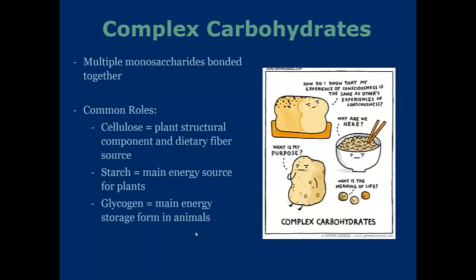Speaking of complex carbohydrates, let's go into what they are to finish out our lecture. Complex carbohydrates are noted as when multiple monosaccharides bond together. There are some very common roles that complex carbohydrates have in biological systems. Cellulose is what comprises plant structural components, and it's a dietary fiber source for animals. Starch is the main source of energy for plants, whereas glycogen is the animal equivalent.